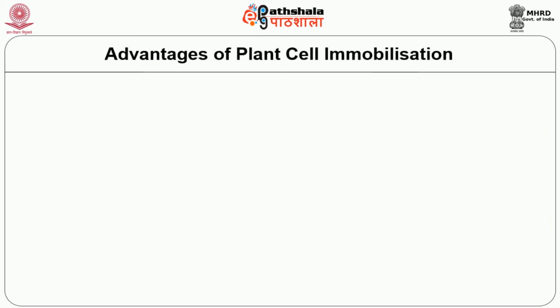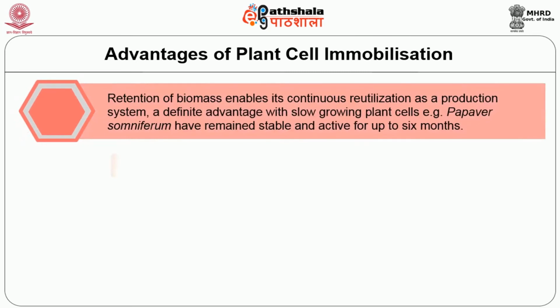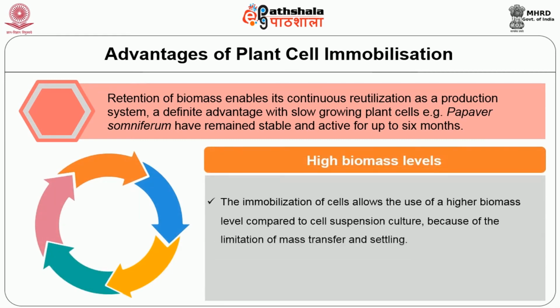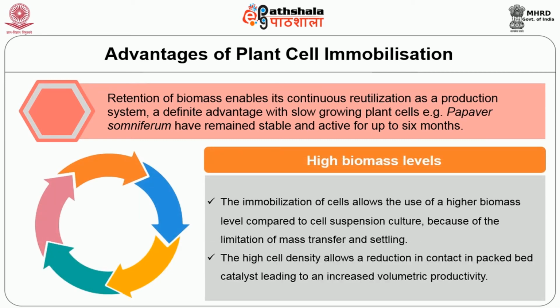Now let us see what all the advantages of plant cell immobilization are. Retention of biomass enables its continuous reutilization as a production system. A definite advantage with slow growing plant cells, for example Papaver somniferum, is that they have remained stable and active for up to 6 months. The immobilization of cells allows the use of higher biomass levels compared to cell suspension culture because of the limitation of mass transfer and settling. The high cell density allows a reduction in contact in the packed bed catalyst, leading to an increased volumetric productivity.